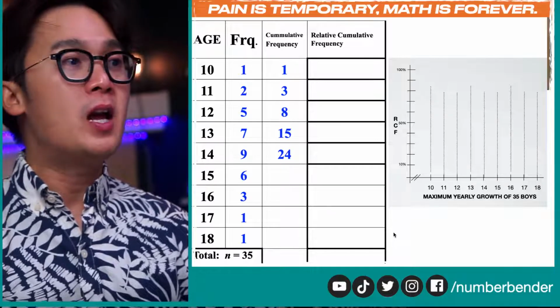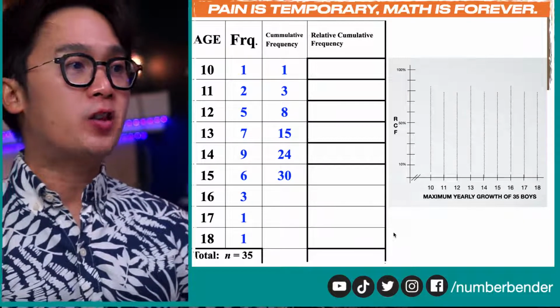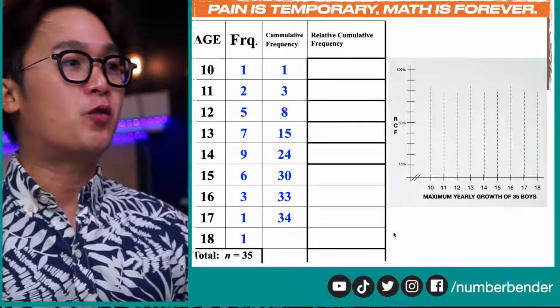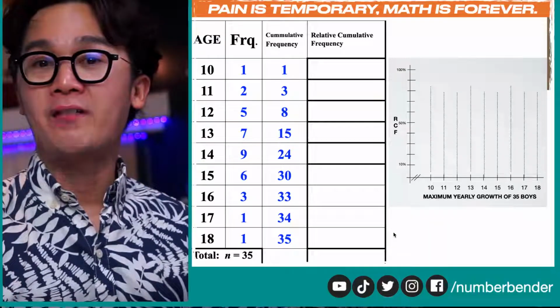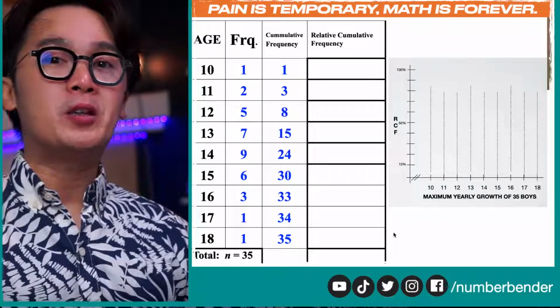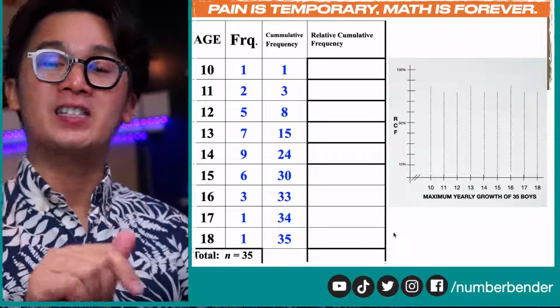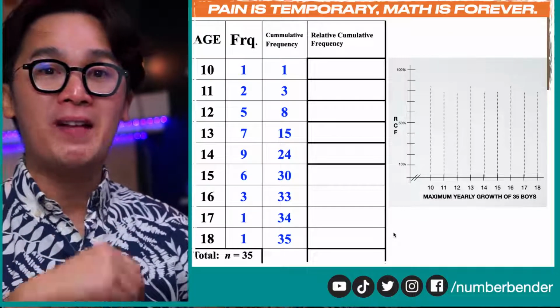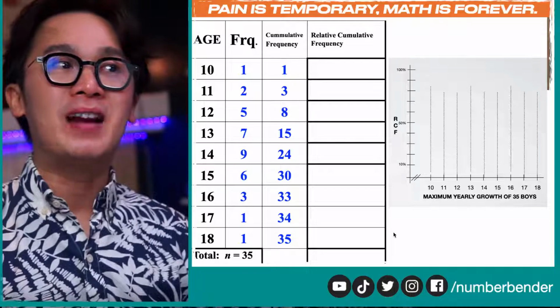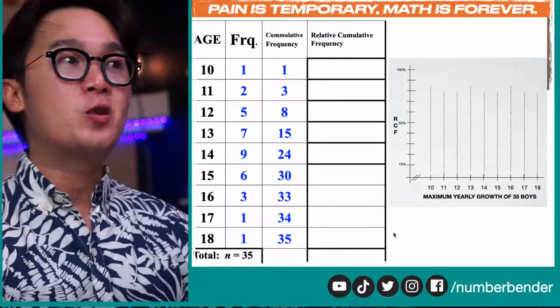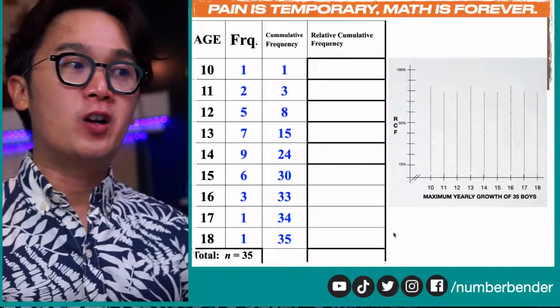9 is 24, 24 plus 6 is 30, 30 plus 3 is 33, 33 plus 1 is 34, and 34 plus 1 is 35. And now we have our cumulative frequency, which we are going to be using on the next graph. But first, instead of using the cumulative frequency for the graph, we're going to be using the relative cumulative frequency, or the percentages of those CFs out of 35.